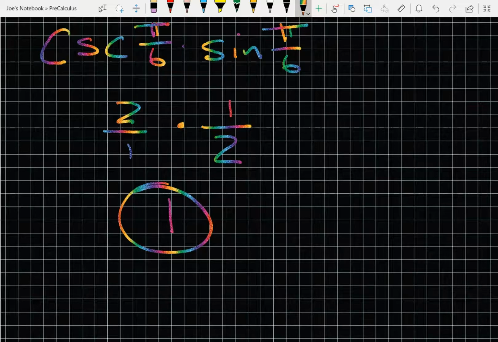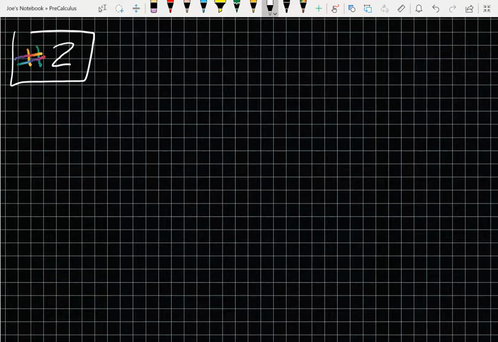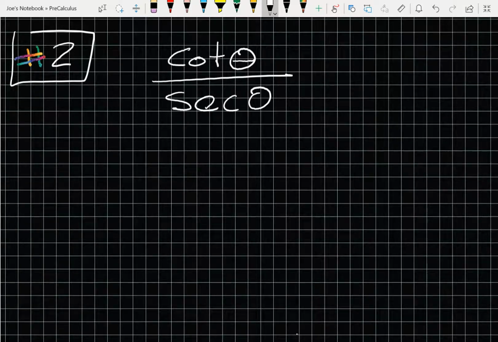So let's do a second one here. Let's do number 2. Let's do cotangent theta divided by secant of theta.